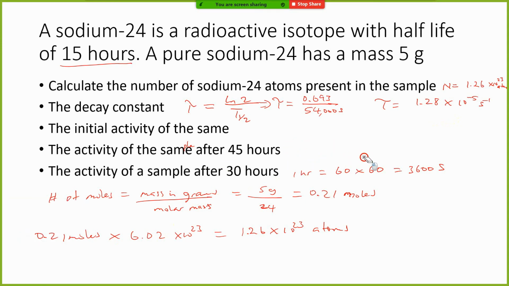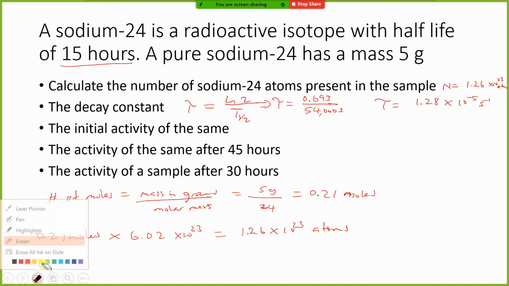Sir, how did you say you calculate the half-life? The half-life? What do you mean? Like you don't remember the formula to find the half-life? Sir, I saw you converting how many seconds make an hour, but after that, I don't know what you did or why you were doing it.